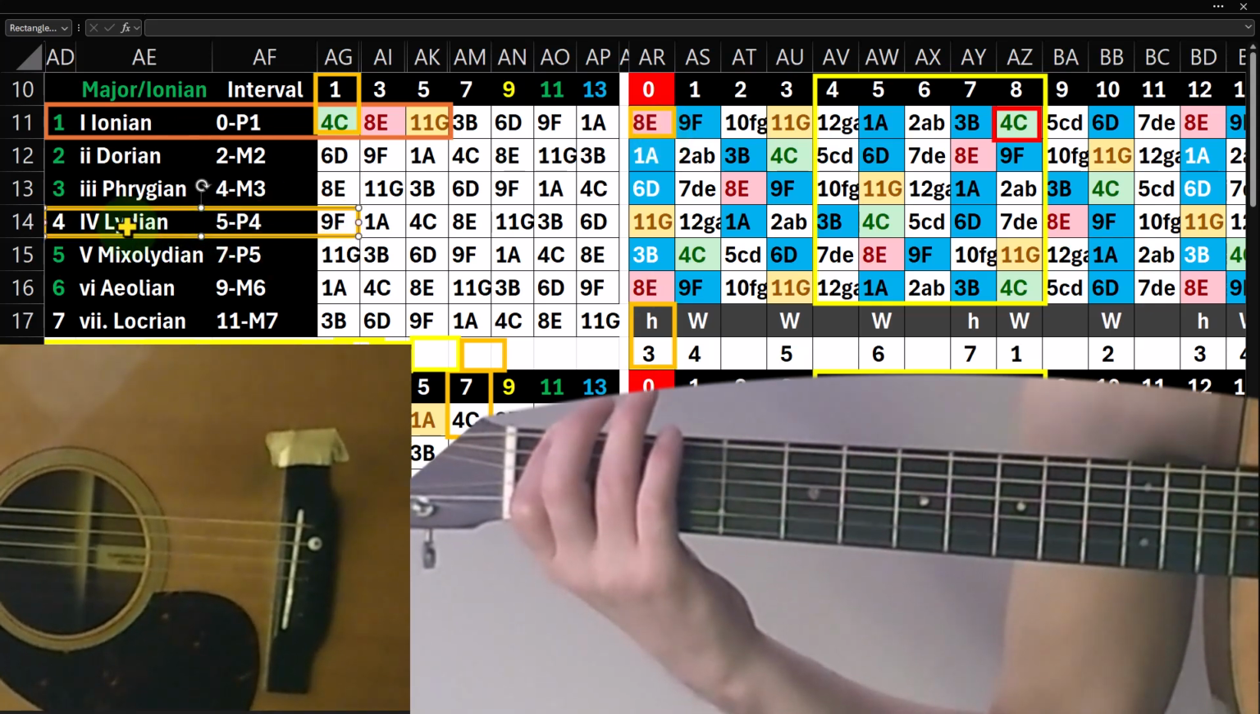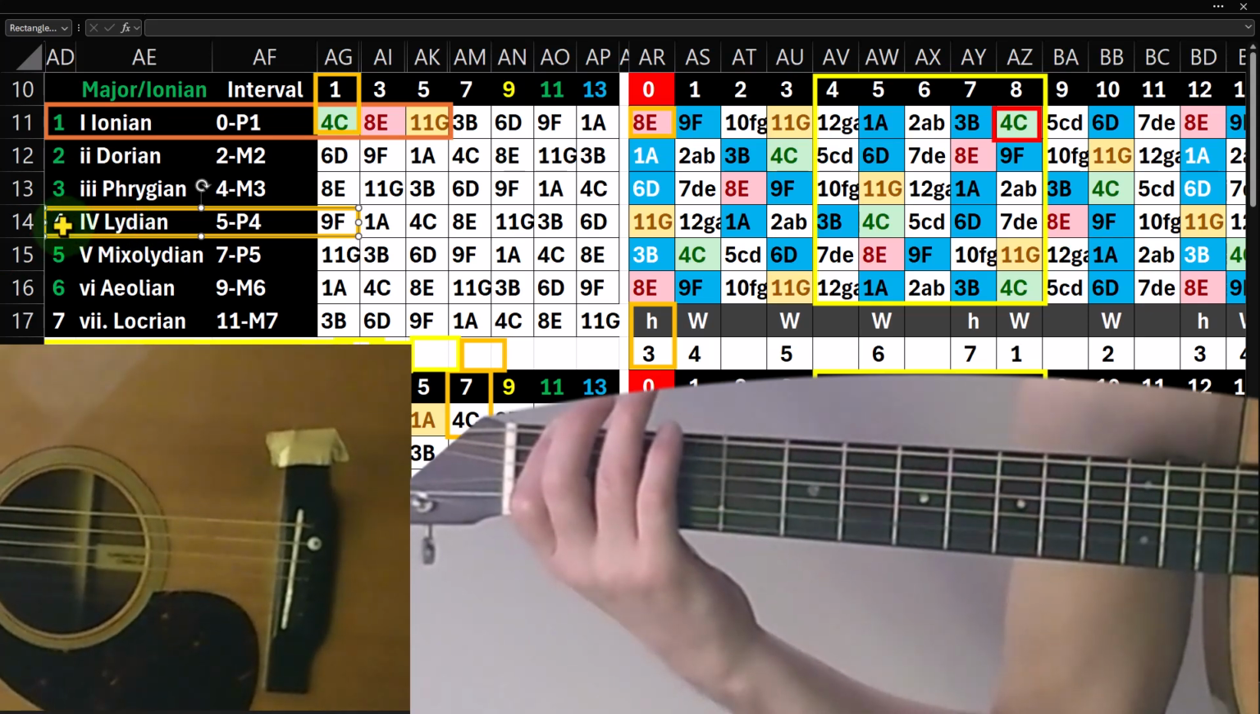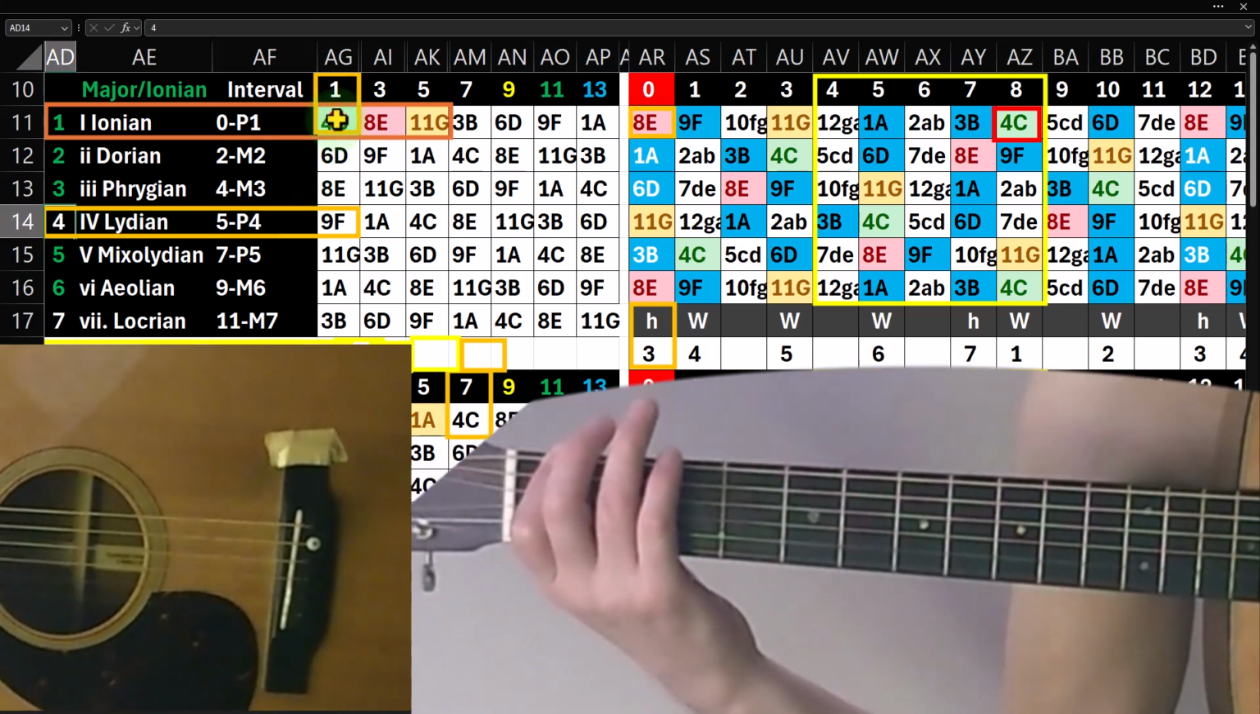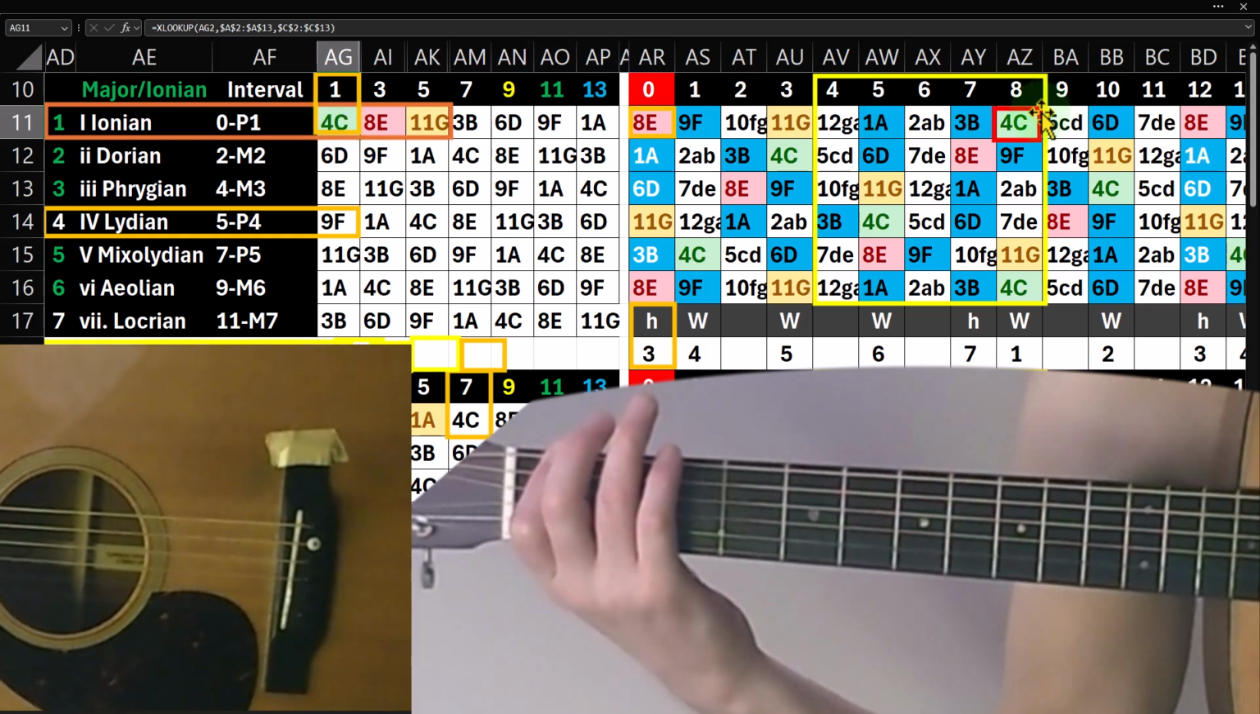If I look at it from the perspective of intervals from the C, now what's the distance from this C?